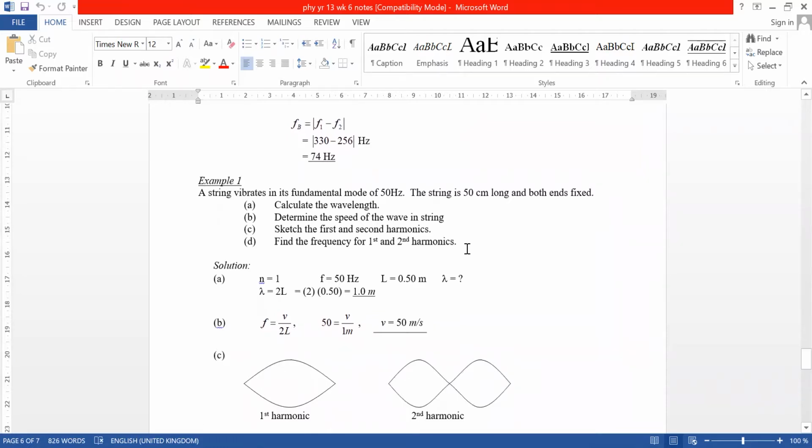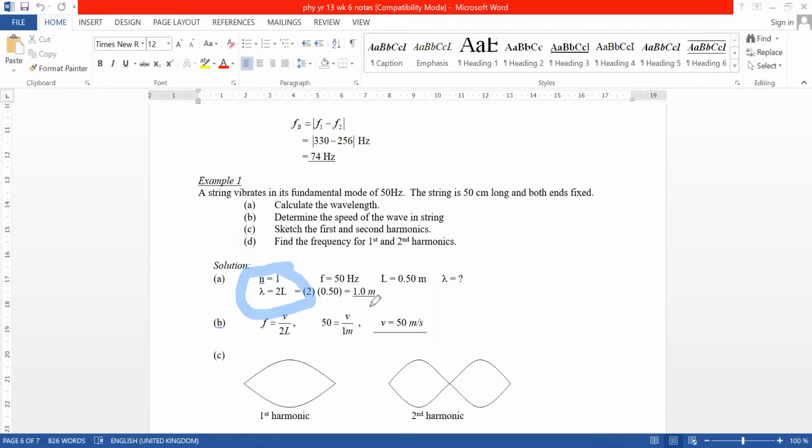Some more examples. A string vibrates in its fundamental mode at 50 hertz. Fundamental means where n equals 1. And for a string, we know the ends will be fixed. The string is 50 centimeters long, both ends fixed. Calculate the wavelength. When fundamental, you'll see here that your wavelength is equal to 2L. Your length is 0.5 meters, therefore 2 times 0.5, so your wavelength for the first harmonic will be 1 meter.